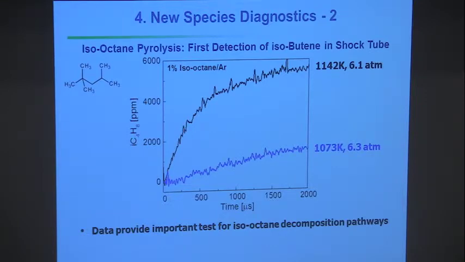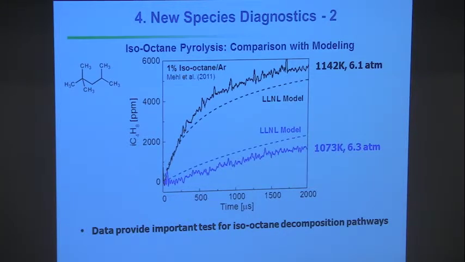You can imagine if you start with isooctane, there's a lot of possible chemical paths. So the trick is to figure out what they are and how we make them. We always frequently make comparisons with the Lawrence Livermore National Laboratory model. They're really into modeling large molecule behavior.